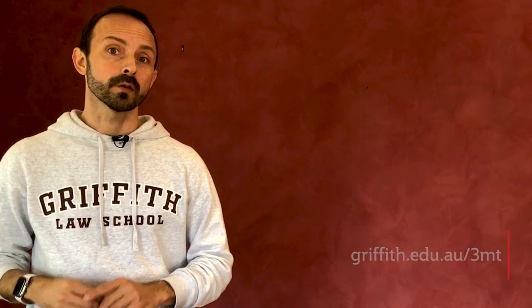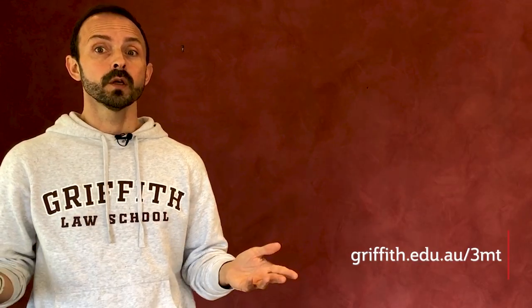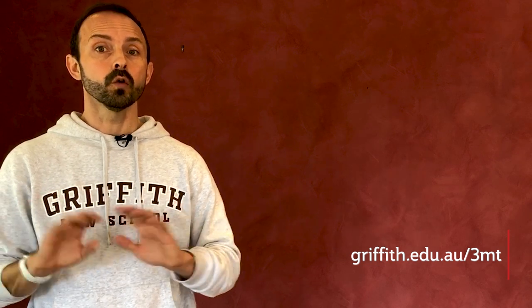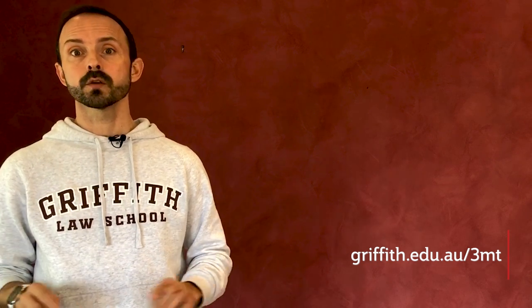So that's it. Lighting, sound, background. Set up a 3-point lighting system with a key light, a fill light, and a backlight. Record in a quiet place using a microphone if you can, and put the right amount of distance between you, the camera, and the wall. Don't forget to check out griffith.edu.au/3MT for all the competition rules and instructions on how to upload your entry.